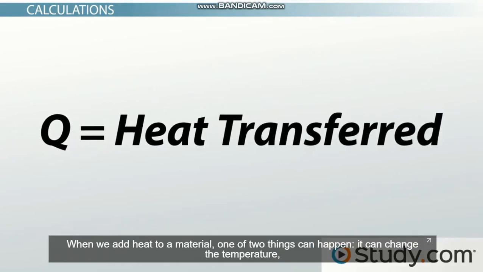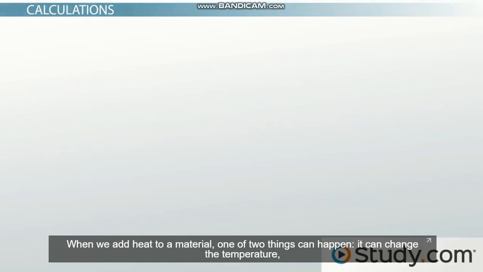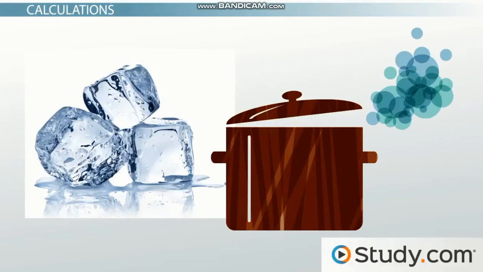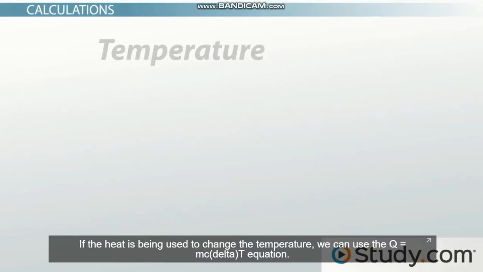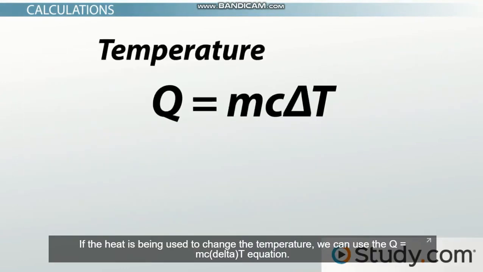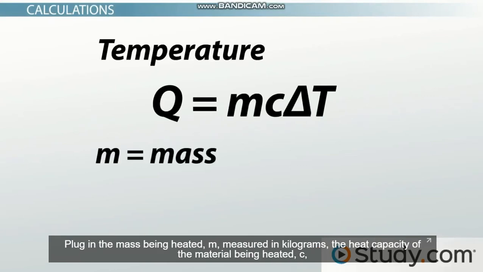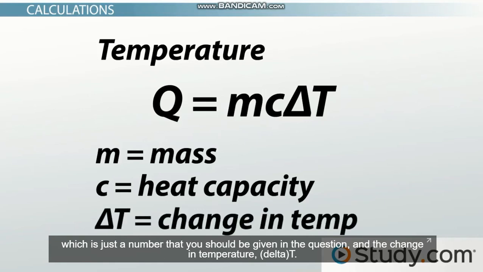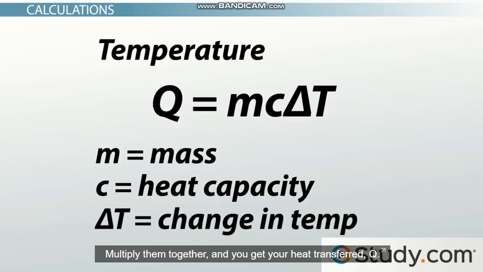When we add heat to a material, one of two things can happen. It can change the temperature, or it can change the state, otherwise known as phase, by melting or boiling. If the heat is being used to change the temperature, we can use the Q equals mc delta T equation. Plug in the mass being heated, m, measured in kilograms, the heat capacity of the material being heated, c, which is just a number that you should be given in the question, and the change in temperature, delta T. Multiply them together and you get your heat transferred, Q.